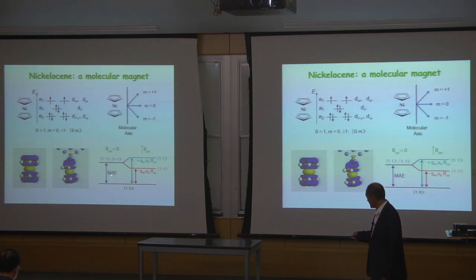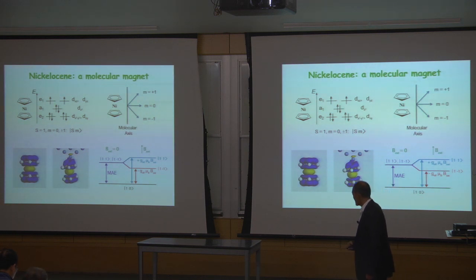Now, the magnetic anisotropy energy corresponds to the ground state in this system being S equal to 1, the spin 1 system, and M equals 0. M equals 0 corresponds to the spin moment perpendicular to the molecular axis. That's the ground state. When the spin is parallel to the molecular axis, that corresponds to M equals 1 and minus 1. In the absence of magnetic field, M equals 1 and M equals minus 1 are degenerate. Either the spin pointing up or pointing down has the same energy. Now if you apply a magnetic field, these two states split to give you the Zeeman splitting.